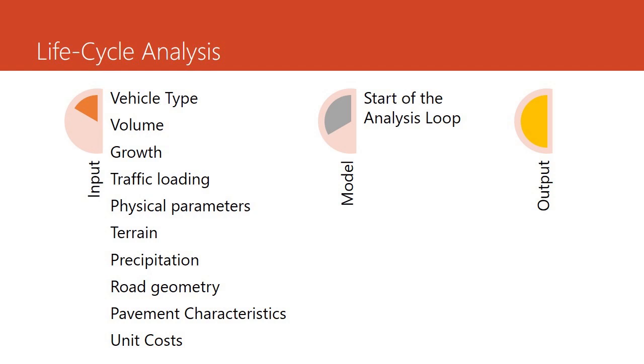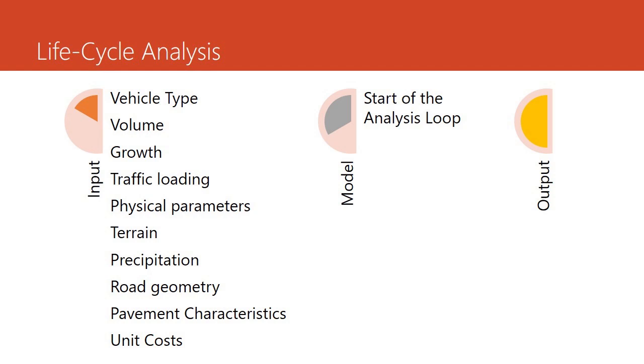Next, we define key physical parameters of the environment, including terrain type, whether flat, rolling, or mountainous, and precipitation levels, both of which significantly influence road wear and maintenance needs. We also input road geometry details such as lane width, shoulder width, and alignment, along with pavement characteristics, including layer thickness, material properties, and current condition. To assess economic impacts, unit costs are provided for construction, maintenance, vehicle operation, and user time. Together, these inputs create a comprehensive profile of the road project and its operating environment.